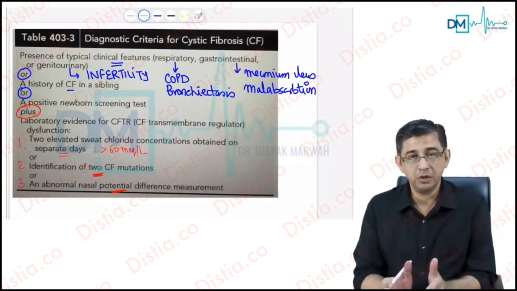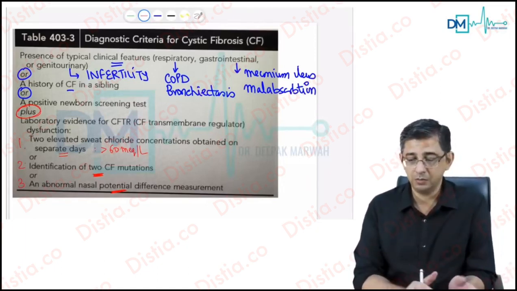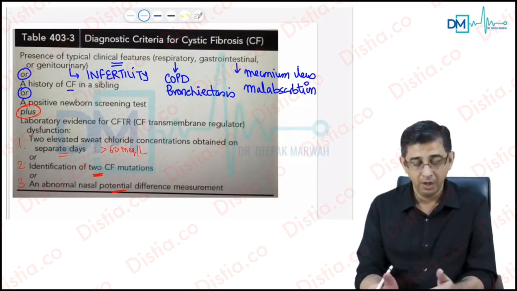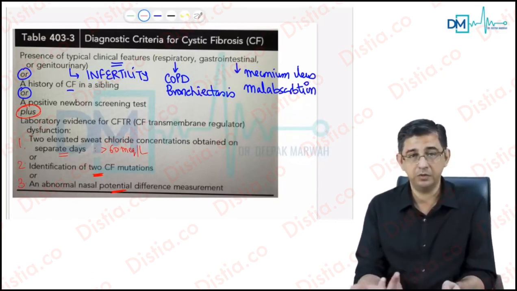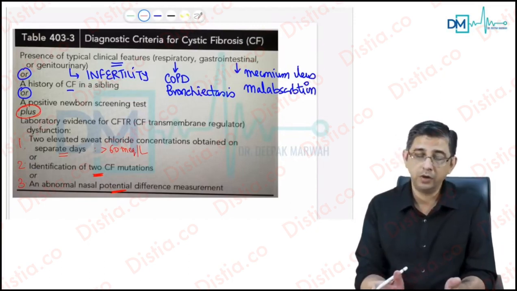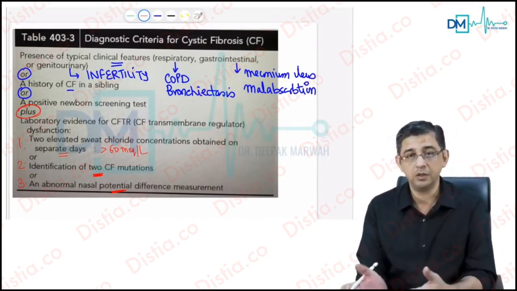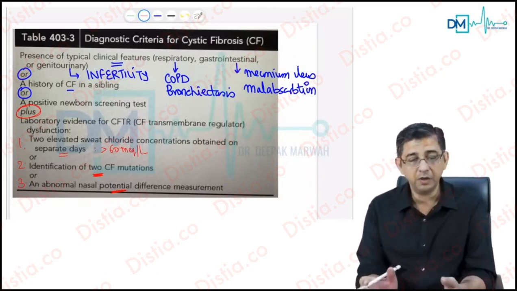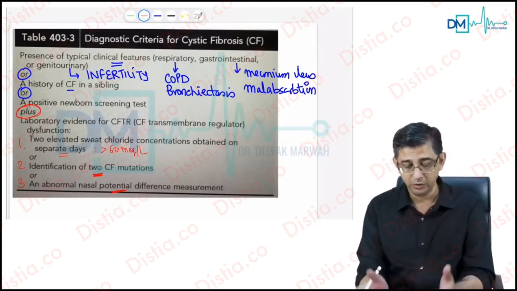Clinical features should be present, or family history should be there. Like the mother says that my one child has expired due to lung disease, which was turning out to be cystic fibrosis, a kind of history, and there's a consanguinity in the family. Then obviously I'll think in terms of cystic fibrosis, or there's a positive newborn screening test with the laboratory evidence being any of these to be positive. Either it could be sweat chloride, it could be a transepithelial nasal potential difference, or DNA testing should be present. That is when we diagnose cystic fibrosis, also called mucoviscidosis.